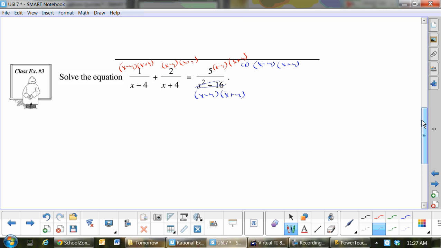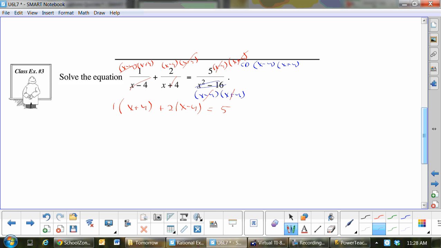Okay, the first one, what cancels? Okay, so they're gone. So that's 1 times x plus 4. Plus this one here, what cancels? X plus 4. So that's 2 times x minus 4. Equals, what cancels on this one? X minus 4 and x plus 4. So that just equals 5.